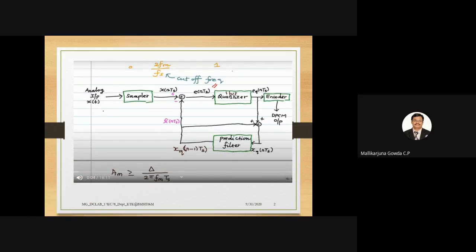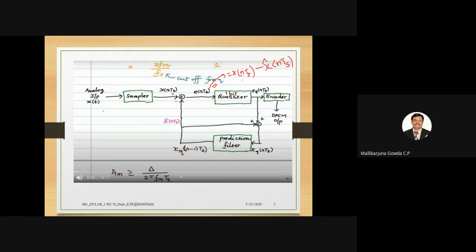I will try to write here. It is X of nTs minus X hat of nTs. So that is my E of nTs.